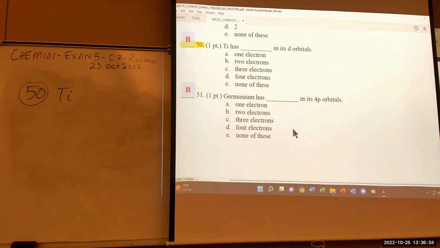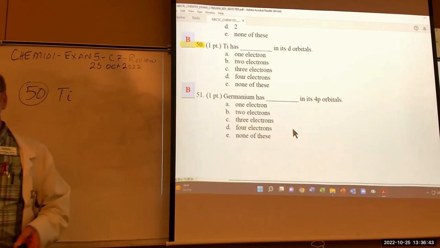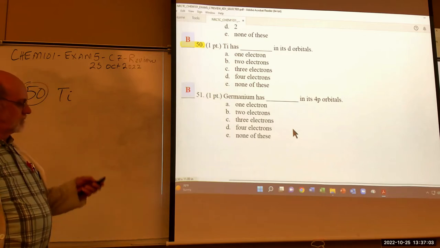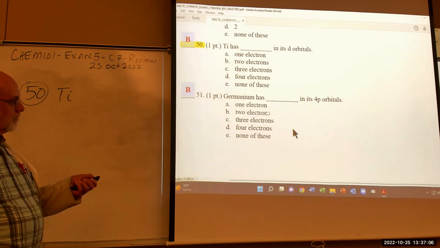Nobody? Titanium. Yeah, titanium has so many electrons in its D orbitals. All you have to do is find titanium on the periodic table and ask yourself, is it filling D orbitals at the time? It's a transition metal, right? It's right over there. How many over does it fill? Well, these are S's. That's one, two. That's two D orbital electrons. Right there.